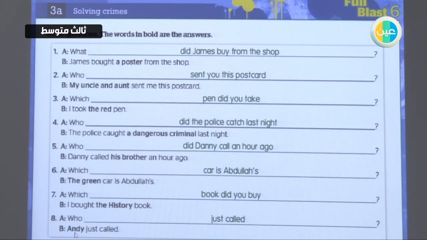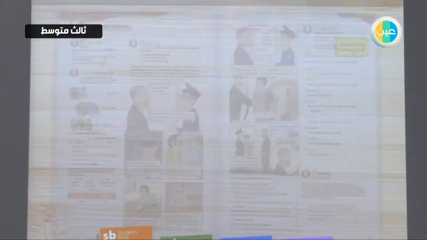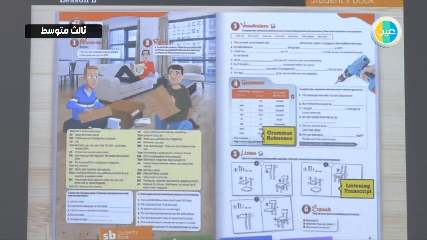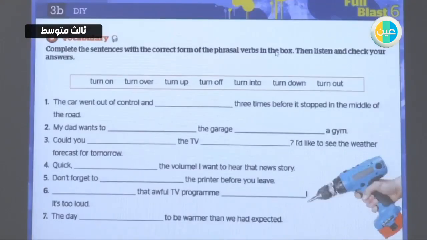Check your answers before we move to the following page. Okay. Let's move to the following page, page 37, at the vocabulary part. Now, I want you to look at the verbs in the box.